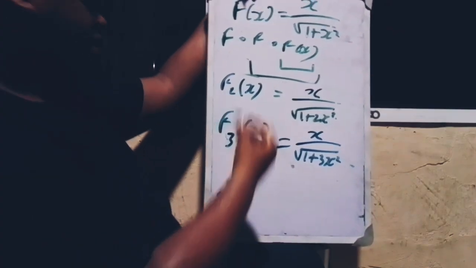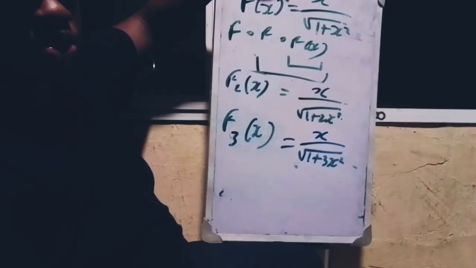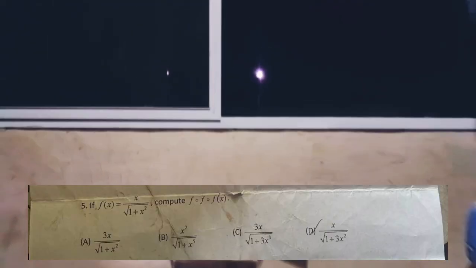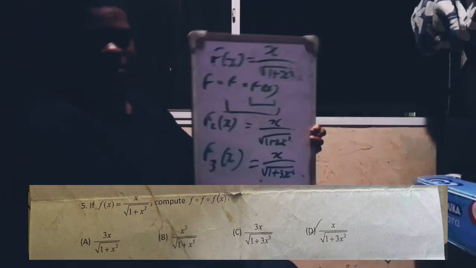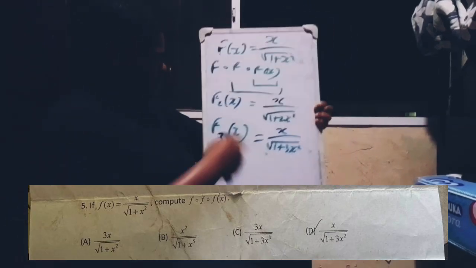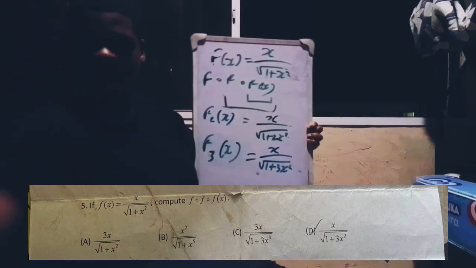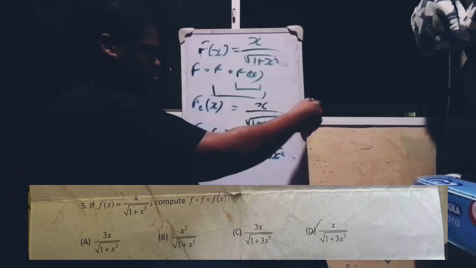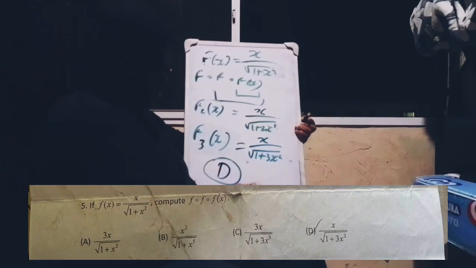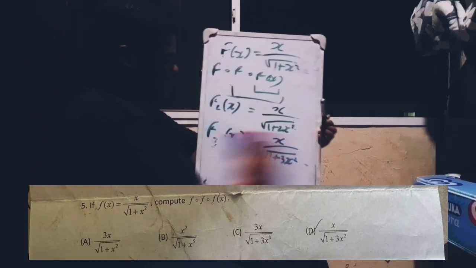Option D. f of x is equal to x divided by the square root of 1 plus 3x squared. Now I'm not sure if the camera is able to see everything. Okay, but we have f of x equals x divided by the square root of 1 plus 3x squared. Okay, use option D. Let's go to question 6 now.